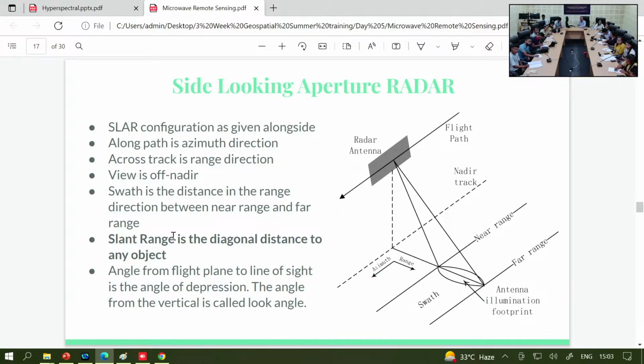Now when the radar is looking onto the ground in the sideways direction, suppose there is a beam of light which is sent towards the surface, and from there only we will be receiving it. The beam touches the surface, one part is closer to the sensor, and the other part is further away. The closer one is referred to as near range, because in the range direction it is closer to us. The one that is further is called far range.